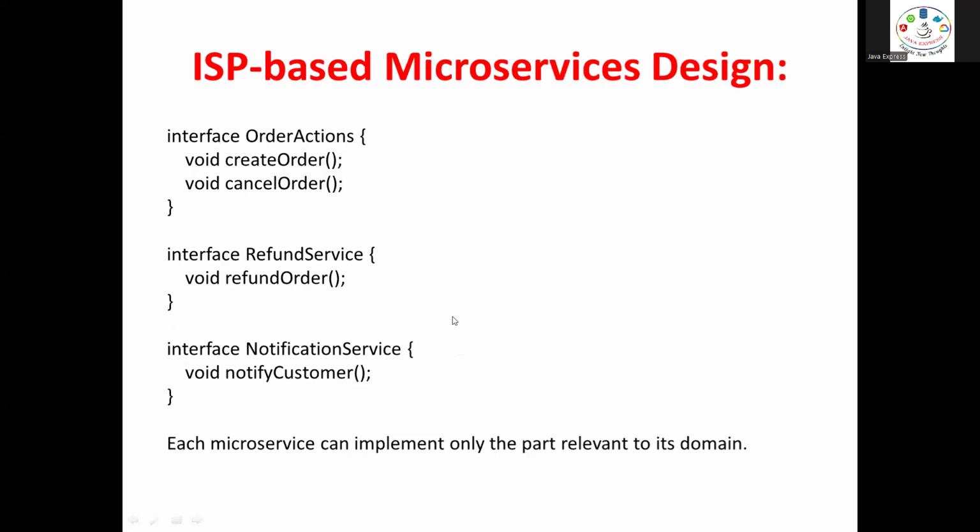How can you design the right approach? Order actions: you can create an order and cancel the order. Refund service: you can refund the order. Notification service: notify the customer. Each microservice can implement that specific functionality in those applications. That is about the interface segregation principle.